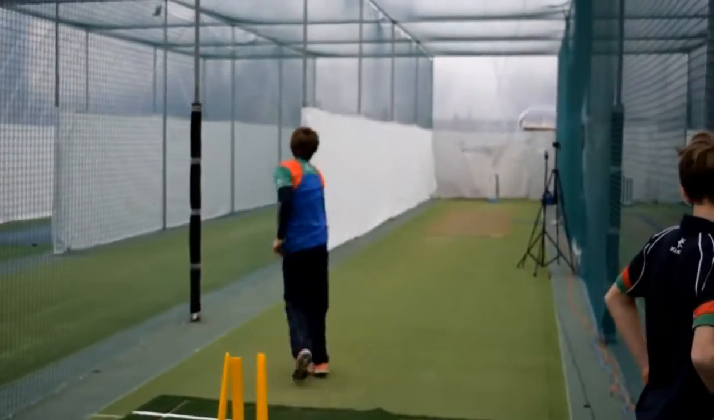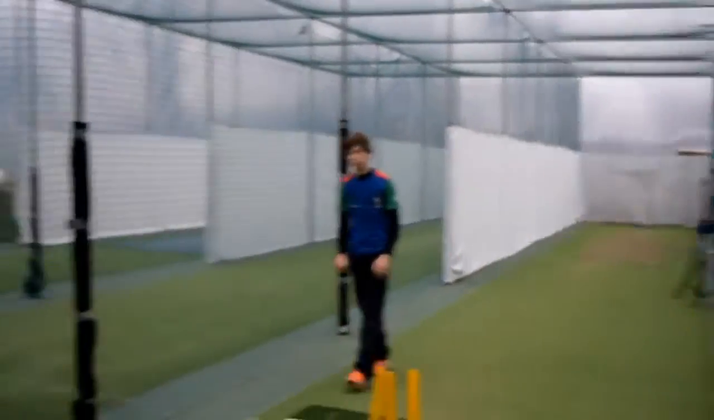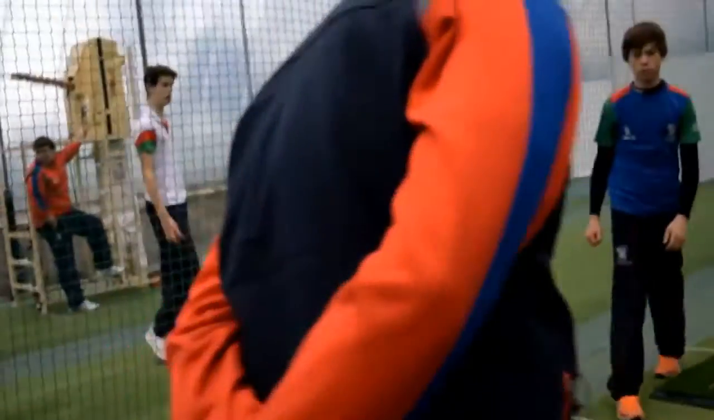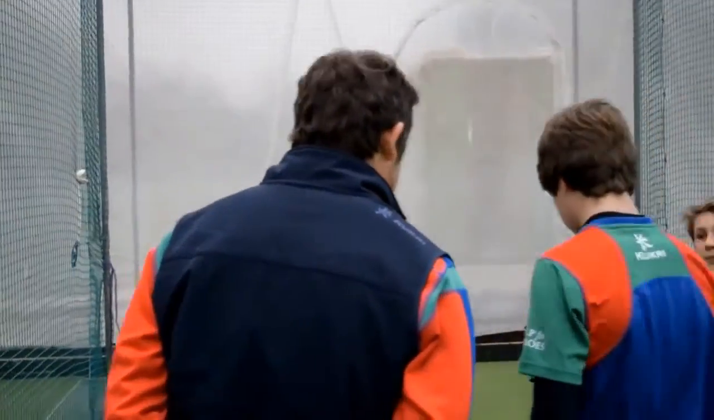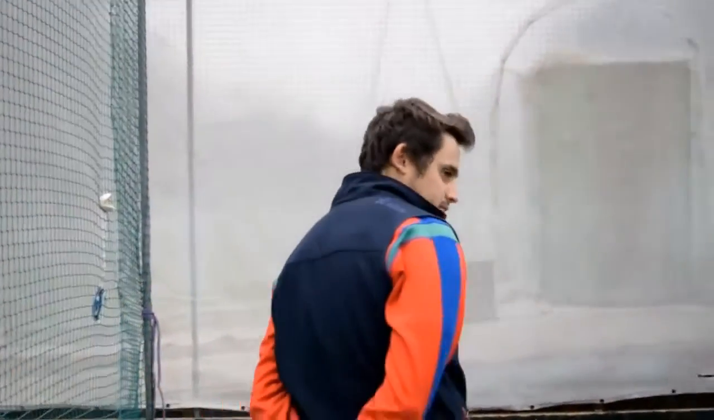Right, Youngie, let's have a look at that reading. Paused doing something there with one of the bowlers. Yep. It's 31. And then something else. 1.0 deviation. Did you pause it? So let's see if we can get that up next time. Is that 1.0 deviation? Yeah.